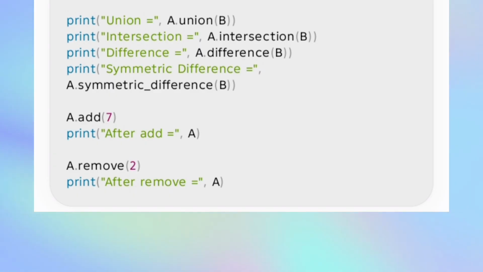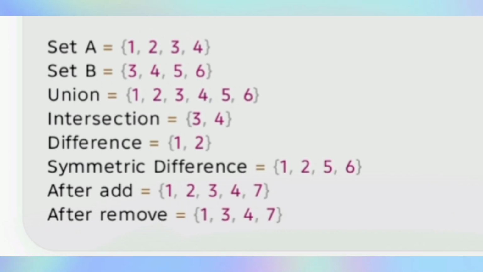Let's see the output. Set A: 1, 2, 3, 4. Set B: 3, 4, 5, 6. Union: 1, 2, 3, 4, 5, 6. Intersection: 3, 4. Difference: 1, 2. Symmetric difference: 1, 2, 5, 6. After add: 1, 2, 3, 4, 7. After remove: 1, 3, 4, 7.